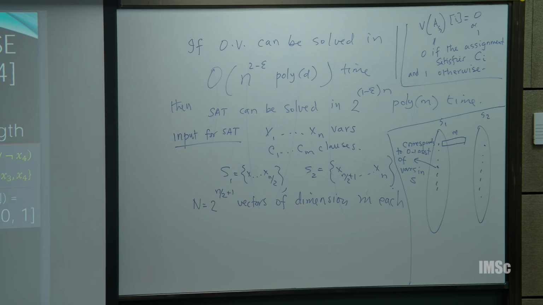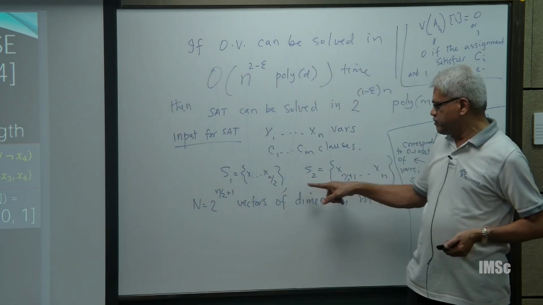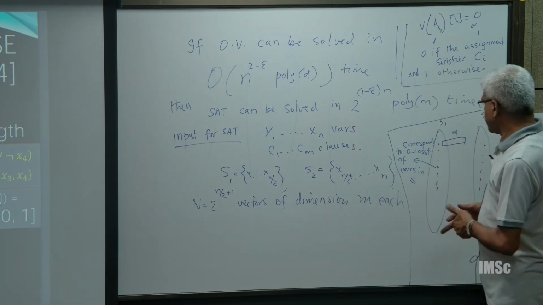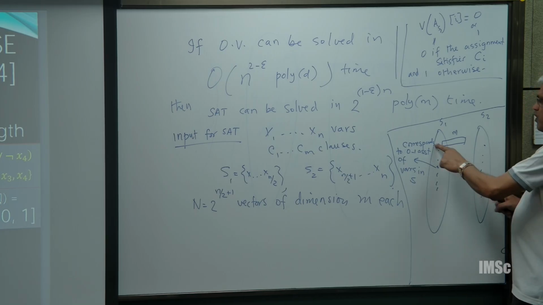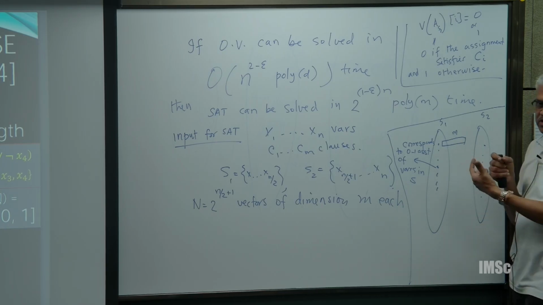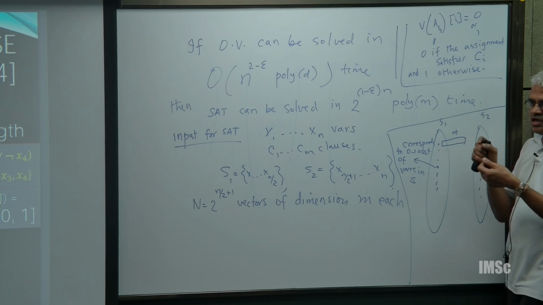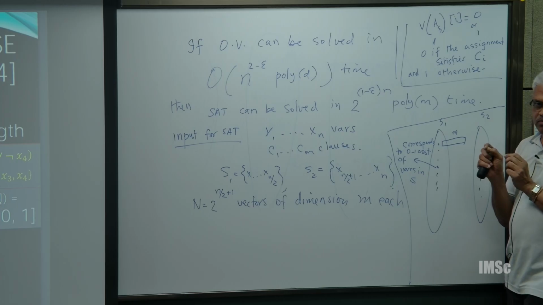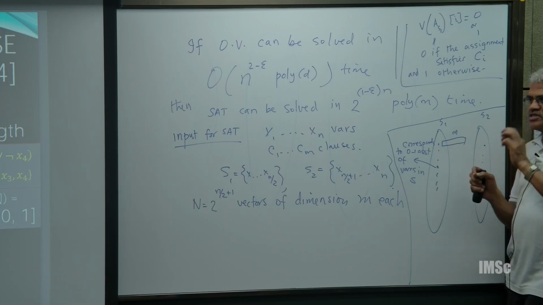Okay. Now, if the original formula is satisfiable, then take the satisfying assignment. So, maybe x 1 equal to 1, x n by 2 equal to 1, maybe all these are 0 is a satisfying assignment, that corresponds to a vertex here, and corresponds to a vertex here. Take those 2 vectors, I want to claim that they are orthogonal. Why are they orthogonal? Because if you take the m dimension, one of them would satisfy each of the clauses. So, in that dimension, one of them would be 0. So, when you take the inner product, it will be 0, because in every dimension somebody is a 0.